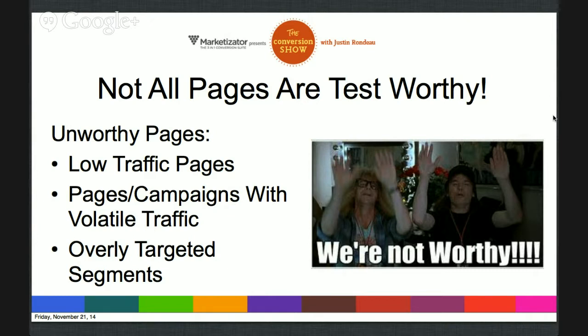And then also overly targeted segments. With the term segmentation, you are literally taking from the whole. You're segmenting things out. So if you look at your entire population of visitors as your whole, when you do any sort of advanced segmentation, you're cutting down on the number of possible tested visitors that you could be working with. So if you're doing some very highly targeted personalization campaigns, these might not be test-worthy pages. You'll probably have to take some tangential data and make some decisions there. So those are some unworthy pages or campaigns that you could think about.